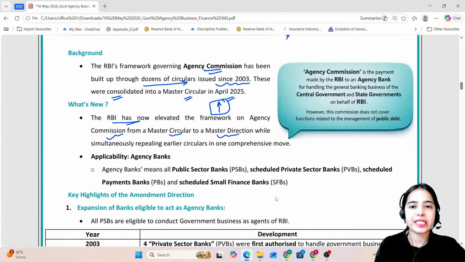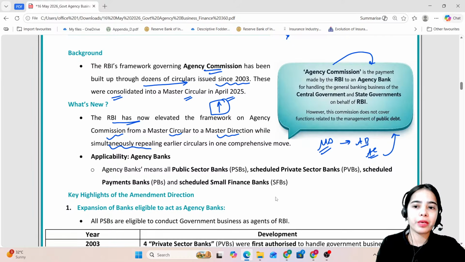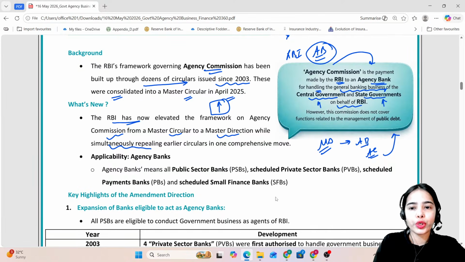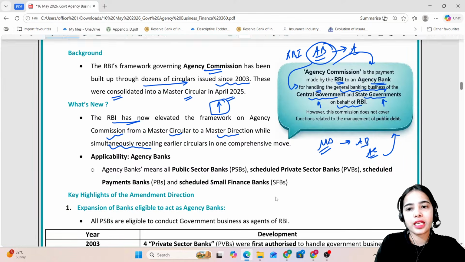That means basically the RBI has released this master direction while simultaneously repealing the earlier circulars. Now in this master direction, the RBI has informed about the agency banks and the agency commission. Agency commission is the payment made by the RBI to an agency bank for handling the general banking business of the central government and state governments on behalf of the RBI. So RBI is responsible to handle the general banking business for the central government and state governments.